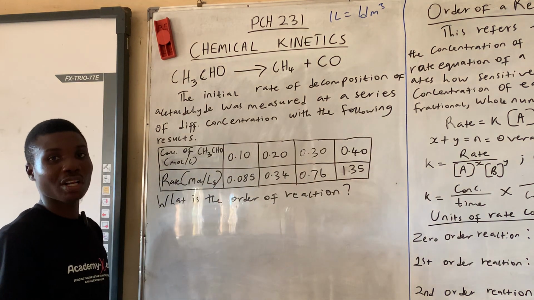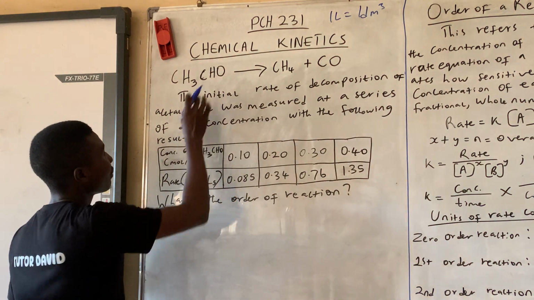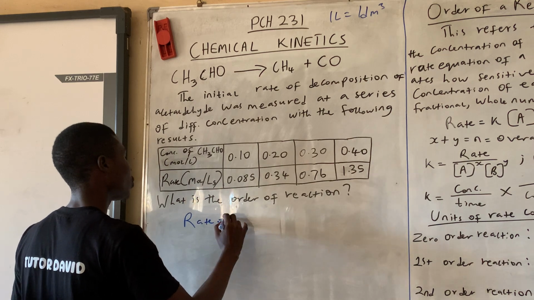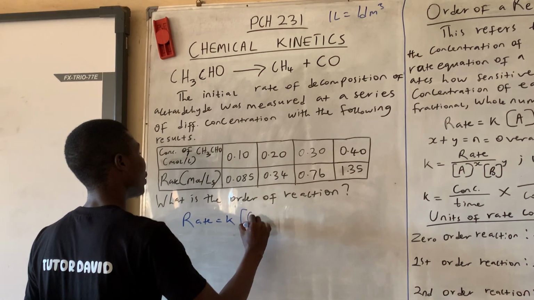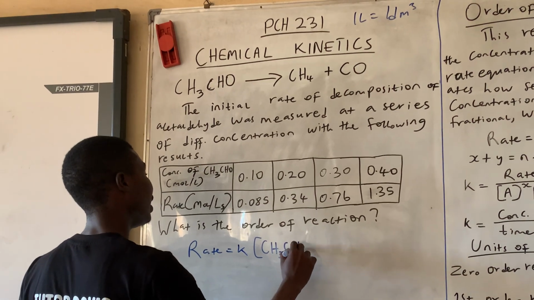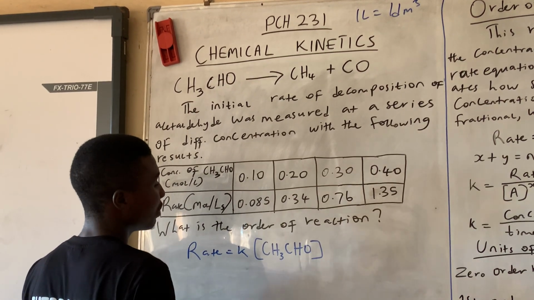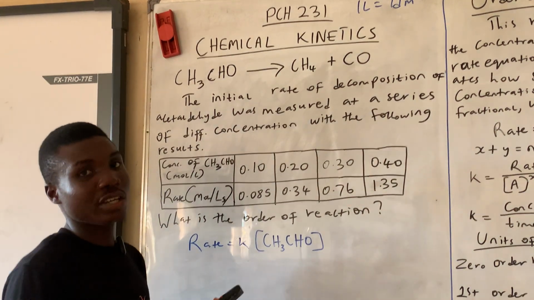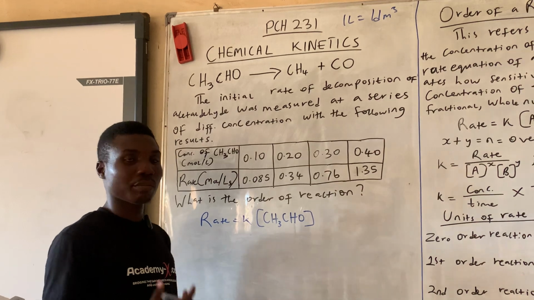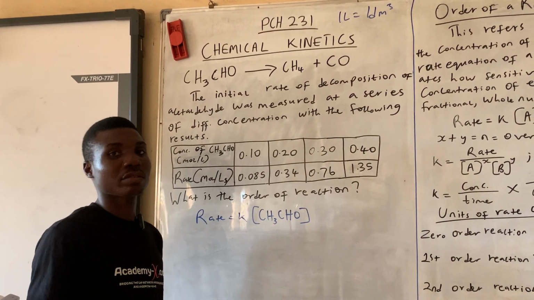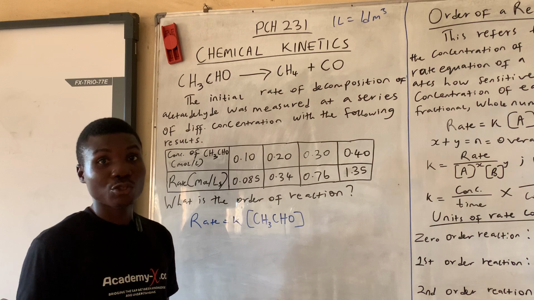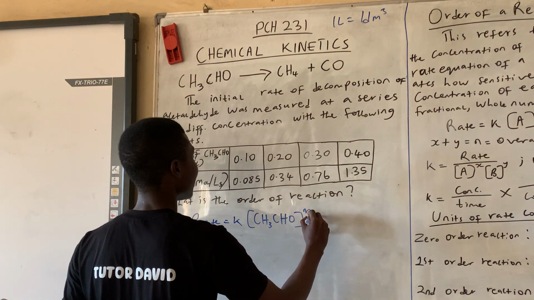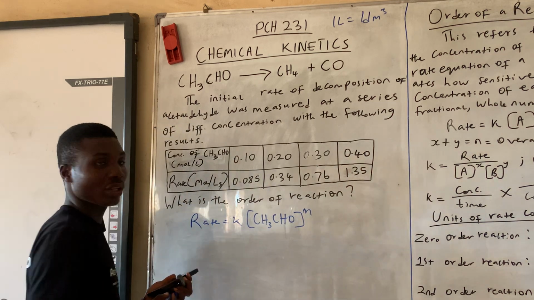So how do you now solve for the order of reaction? It's very simple. We know that for this particular compound, the rate is equal to K times the concentration of CH3CHO raised to the power of, we can decide to use x. Now that's something I need to let you know. You can use x, you can use y, you can use m, you can use n. Some textbooks use m and n, some use x and y. Whatever letter you want, you can use. For us in this particular case, let us use m. So m represents the order of reaction.